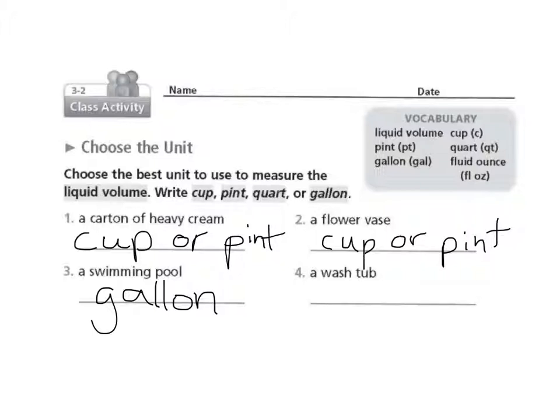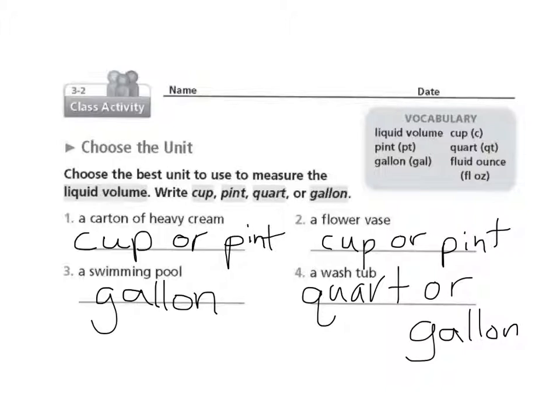So the wash tub, they're not gigantic, so you could actually use either a quart or a gallon. Now, as you see, there's some that you could use. Could you technically measure a swimming pool in cups? Sure, but I wouldn't want that job. So use the tool that is most appropriate for the job at hand, okay?